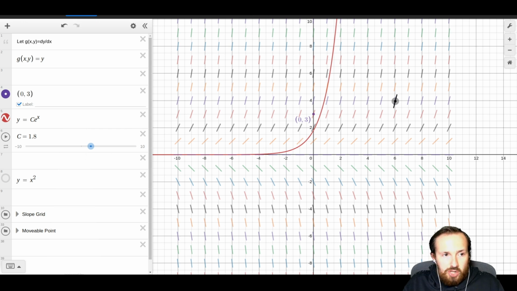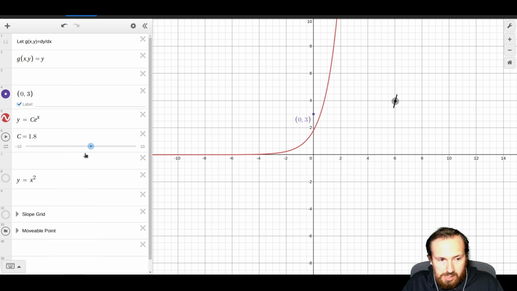So that's the general solution. Now the question is, what about the particular solution? So remember, with the particular solution, you need a single point on the curve. So that's this (0, 3) that you can see right here. And I'm actually going to turn off the slope field so that it's easier to see. So we already figured out the general solution to the differential equation.